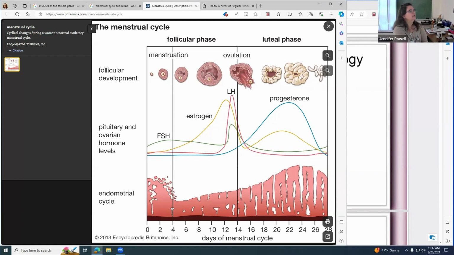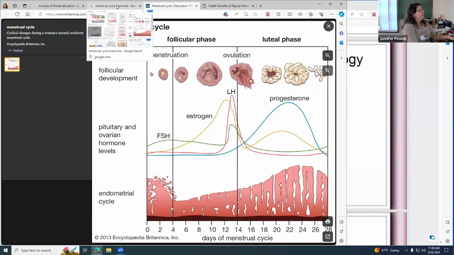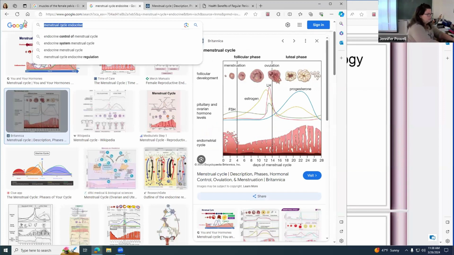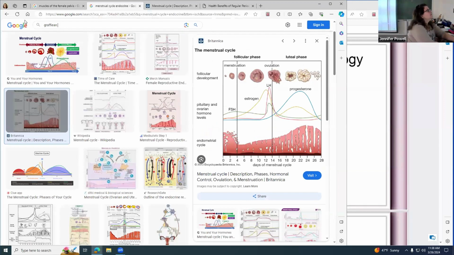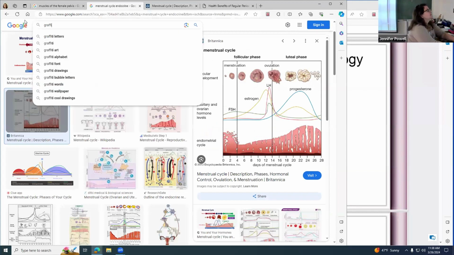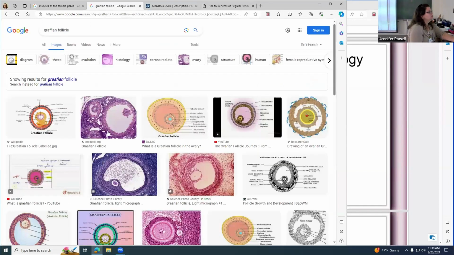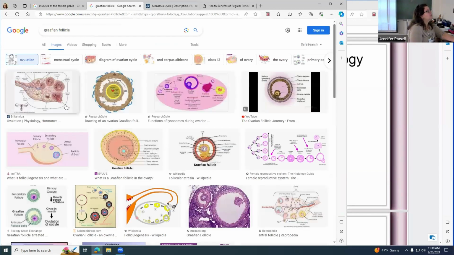And then, does anybody remember the names of these phases? So you've got the Graafian follicle. Remember when it's all involuted and going away, the Graafian follicle. Let's see. Graafian follicle. So yeah.